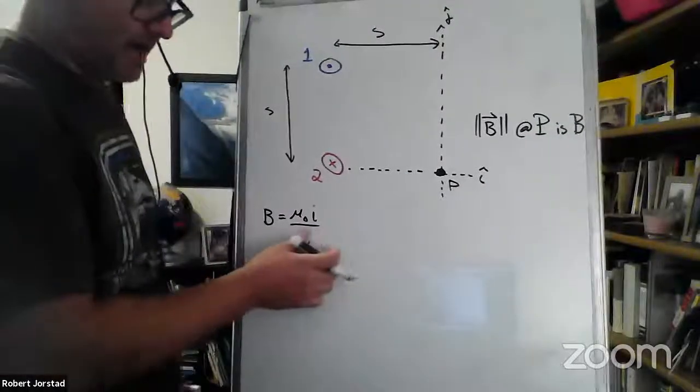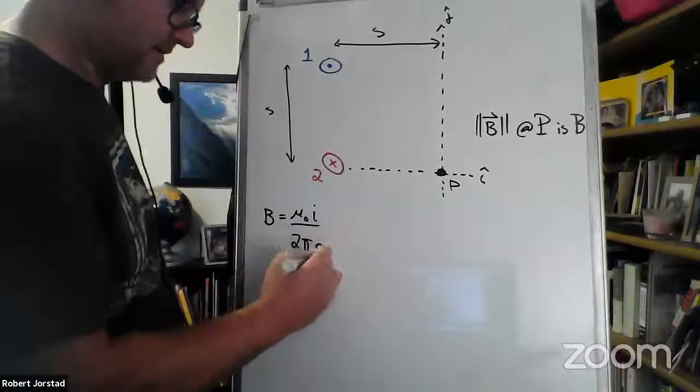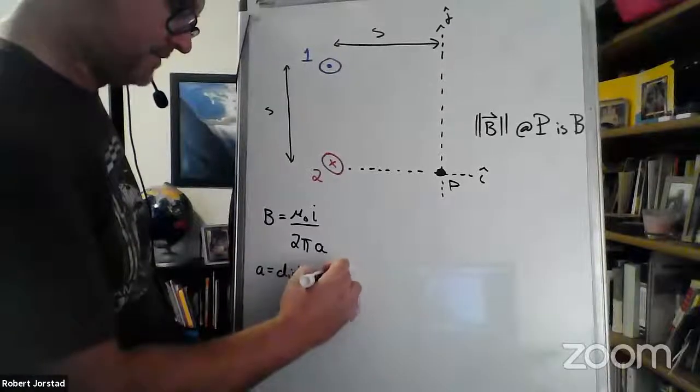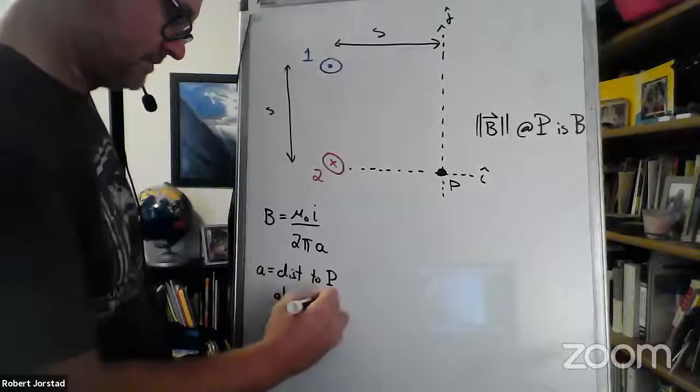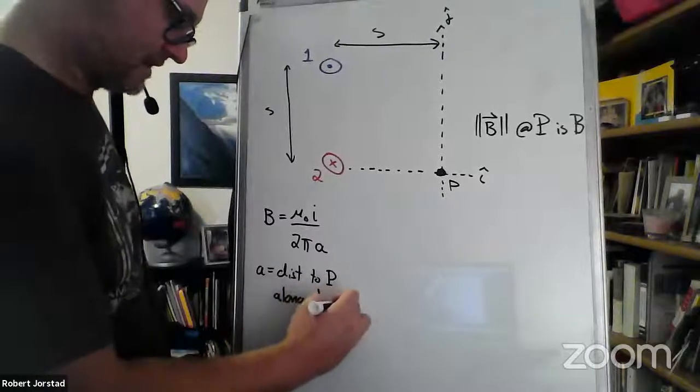So do you remember how that modifies this formula here? Over 2 pi A, and A is S in this case. Okay, is it? For the first, it's the distance to the point, right? Along the perpendicular bisector. That's the definition.